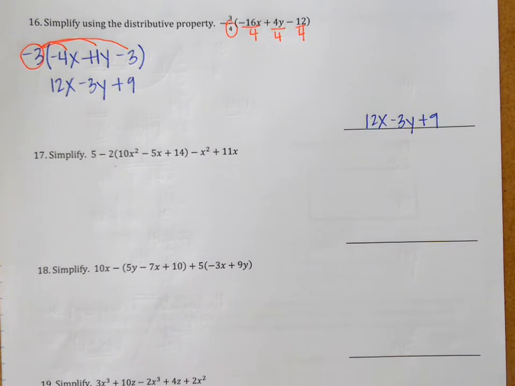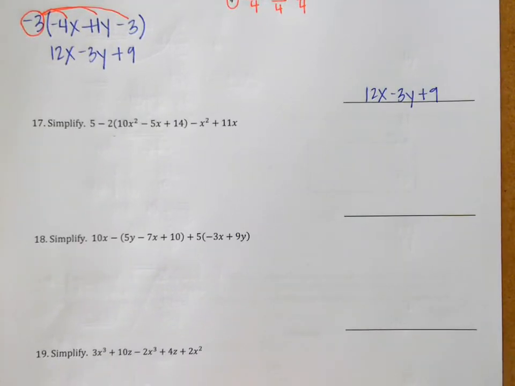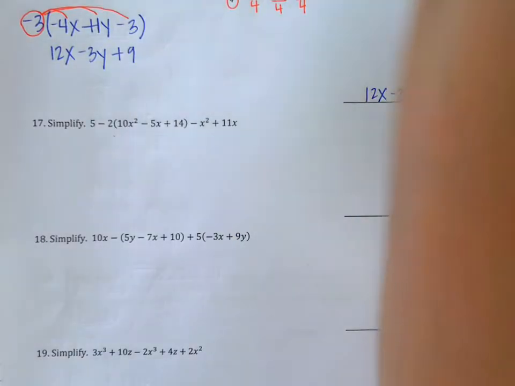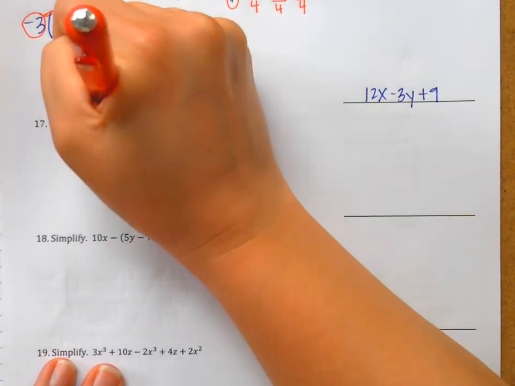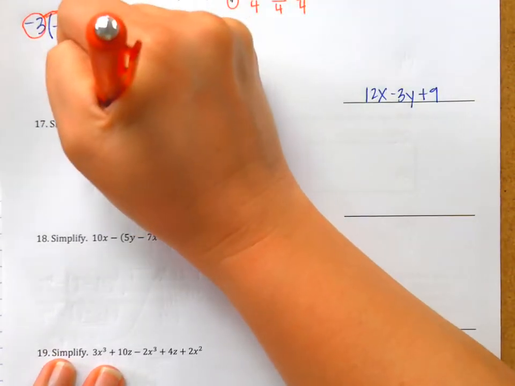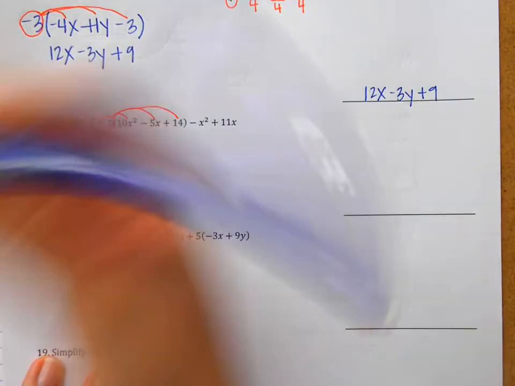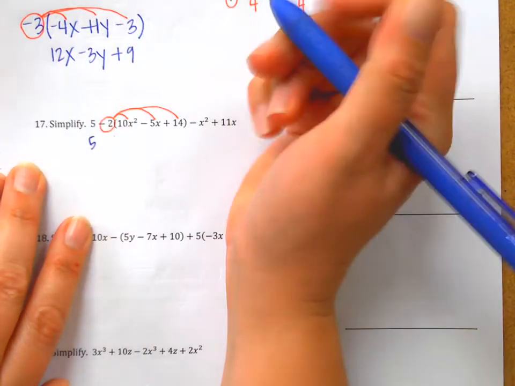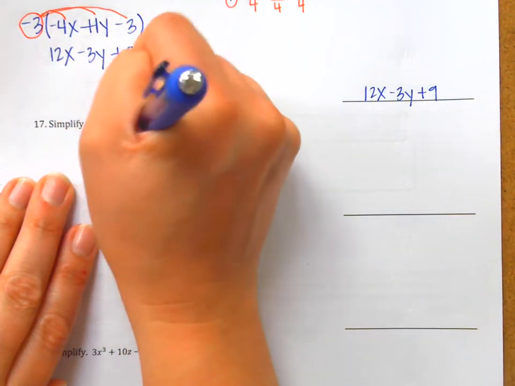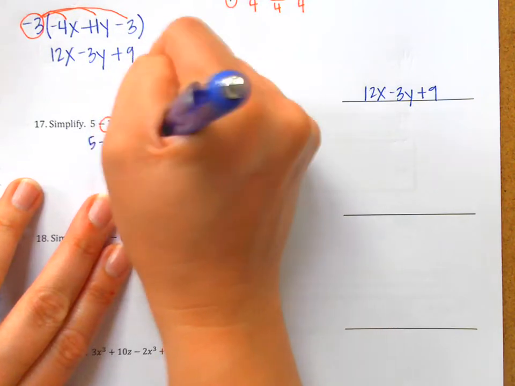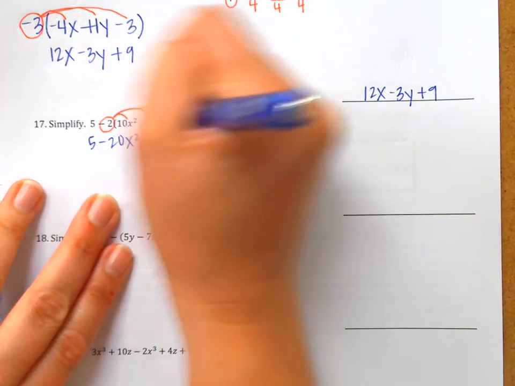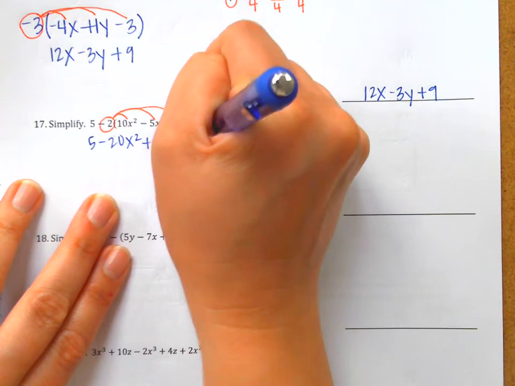Okay, so let's go on to 17. 17 through 20 are all combining like terms. So remember, with combining like terms, our first step, and always one of the most important steps, is to distribute. We want to get rid of those parentheses. So I look to see what's in front of the parentheses, and it's a negative 2. So I distribute that to the 10x squared, negative 5x, and 14. So the 5 stays the same, but then it becomes negative 20x squared. Negative 2 times negative 5 is positive 10x. And negative 2 times 14 is negative 28.